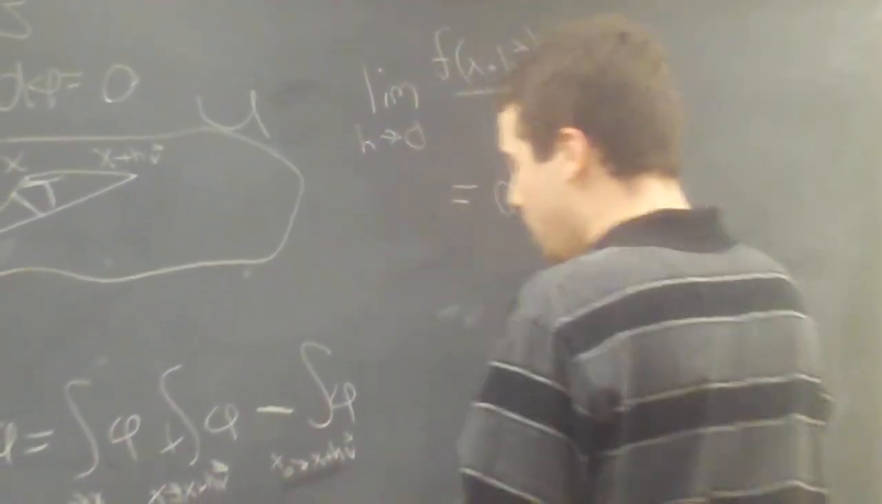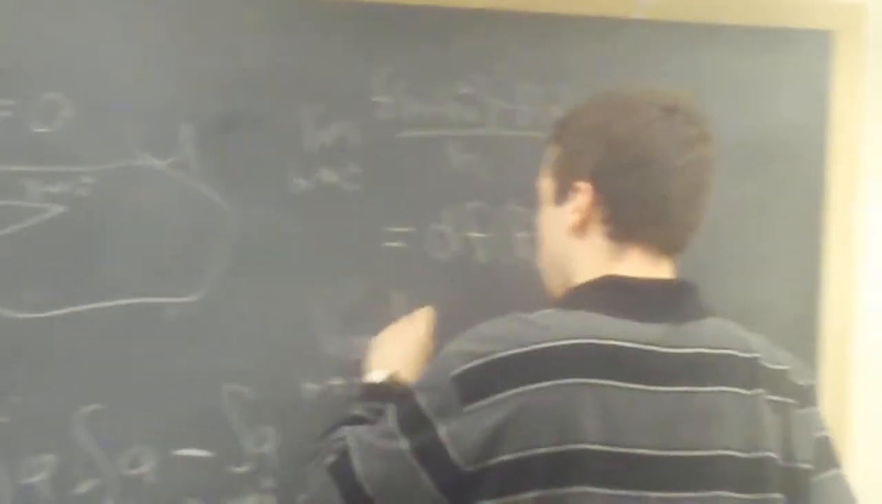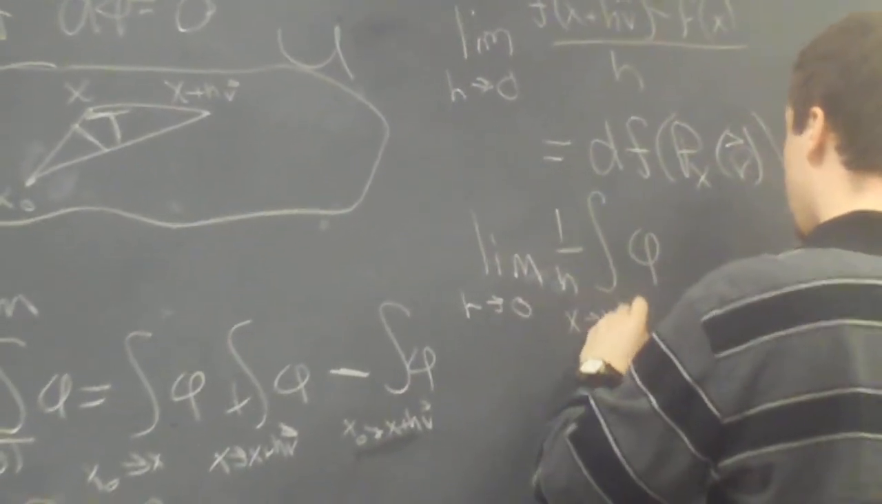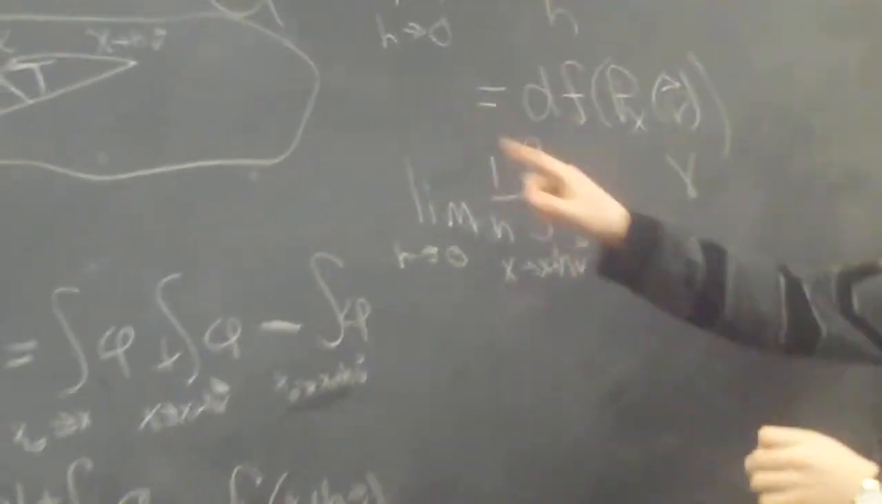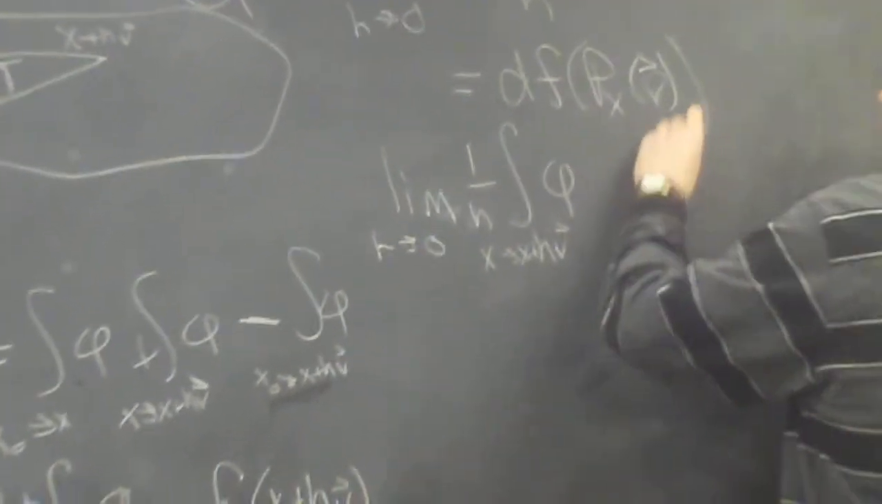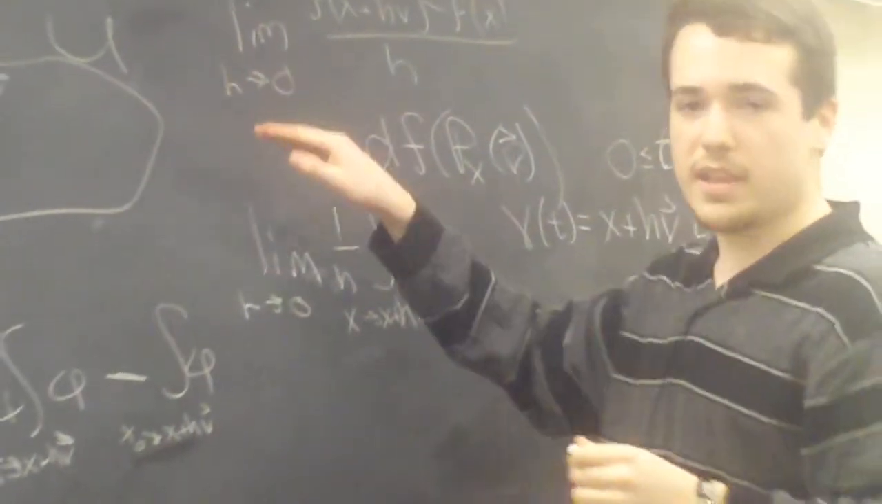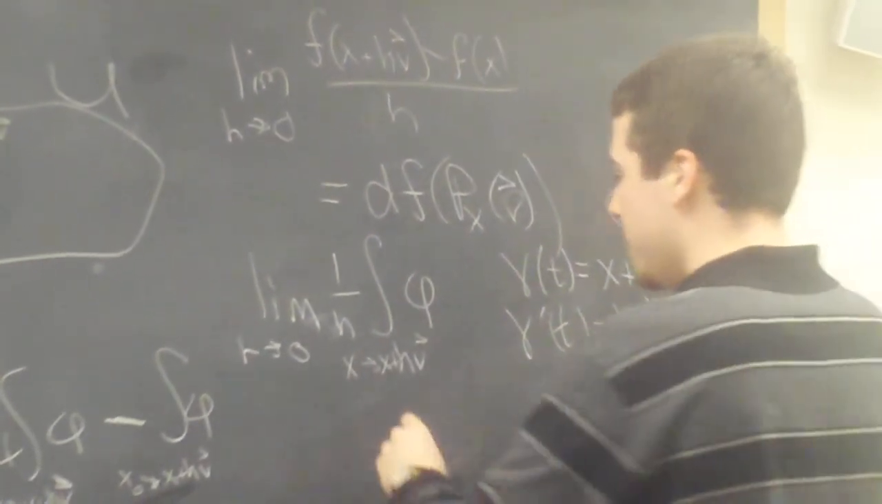So if we do the same thing on the right now, then we can get the limit as h approaches 0 of 1 over h times the integral of phi from x to x plus hv. So in order to solve this, we can take gamma and parameterize the curve on which we have it defined. So gamma of t is equal to x plus hv t, where t is greater than 0 and less than 1, so that we run out the entire length of that line. So that makes gamma prime of t equal to hv.